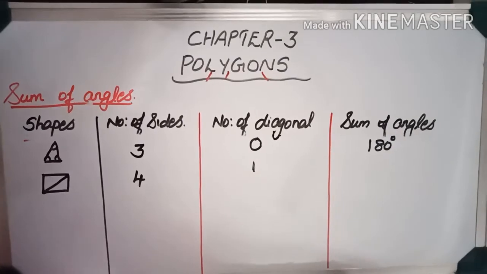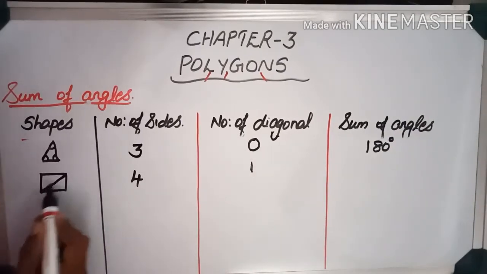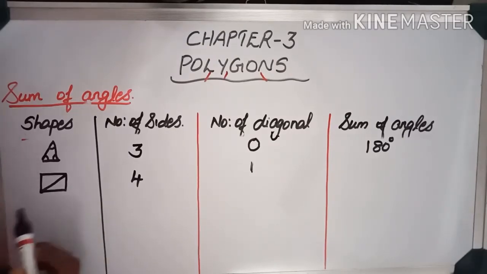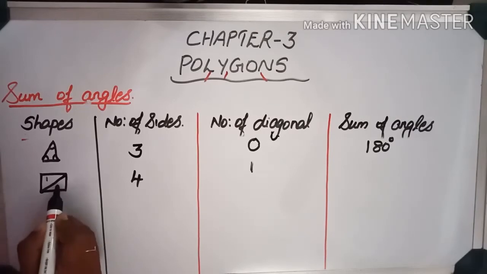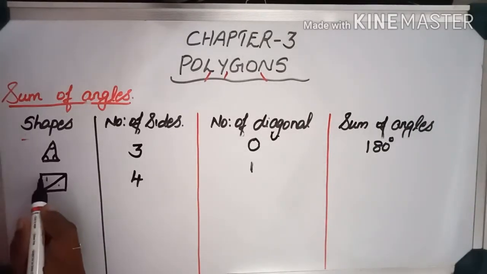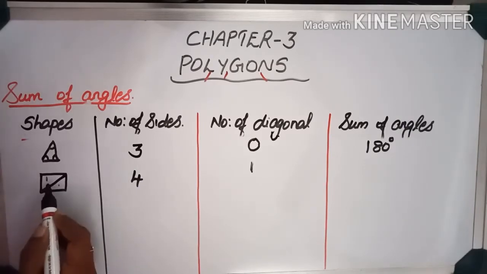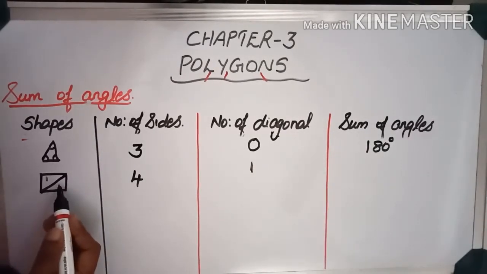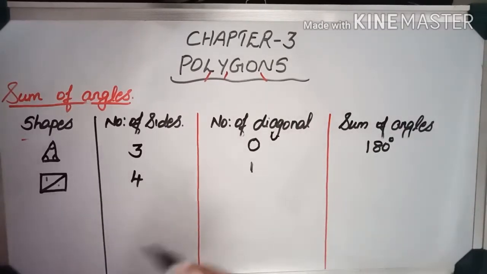Now when you draw a diagonal here, you can see that this quadrilateral is divided into two triangles. This is the first triangle, this is the second triangle. Then what will be the sum of angles? Sum of angles means total angle. For the first one, it's a triangle. Sum of angles of a triangle is 180 degrees. Here the sum of angles is what? Same triangle. So again the answer will be 180 degrees.